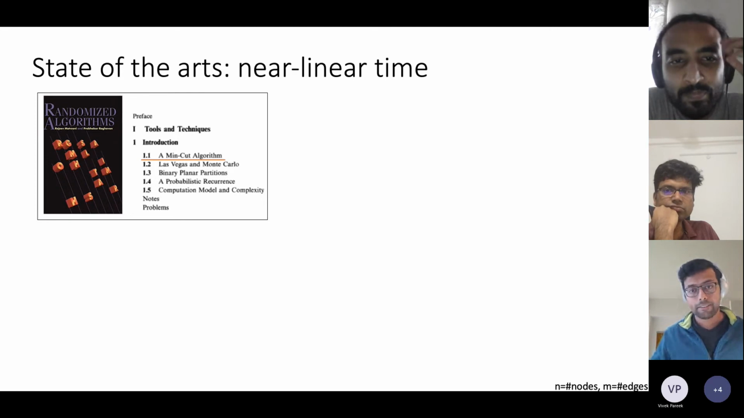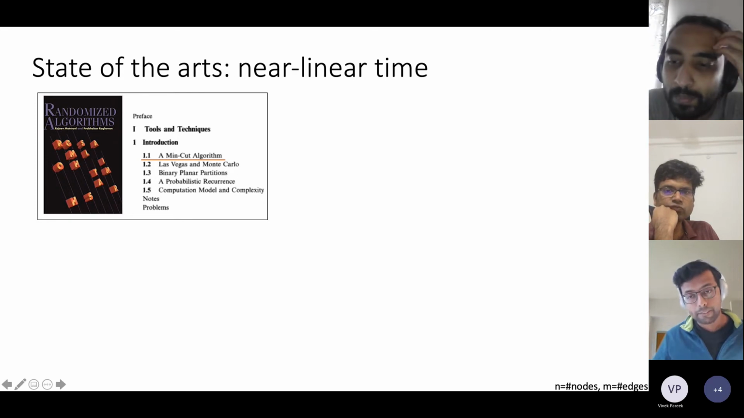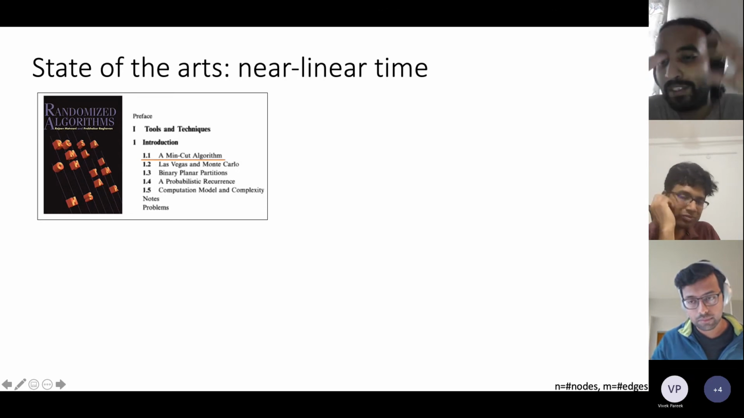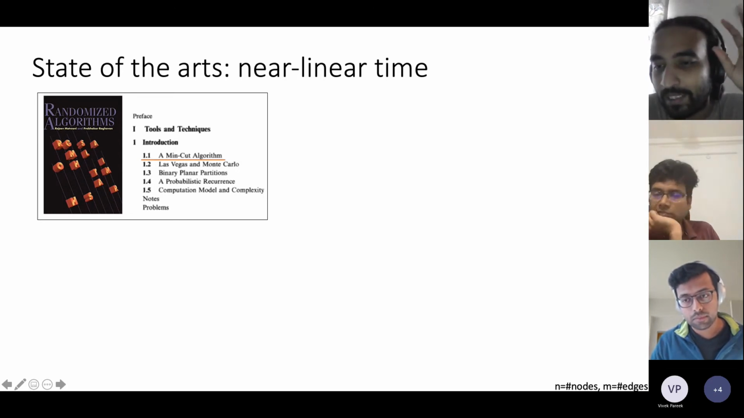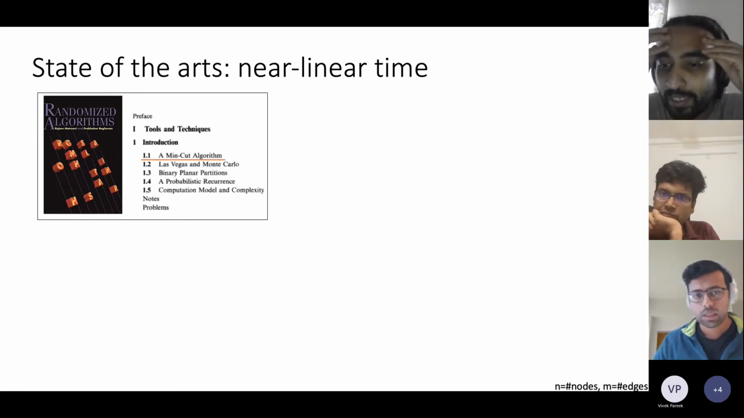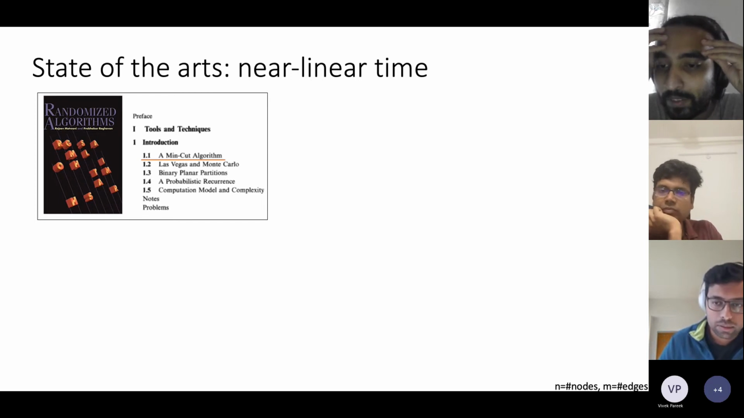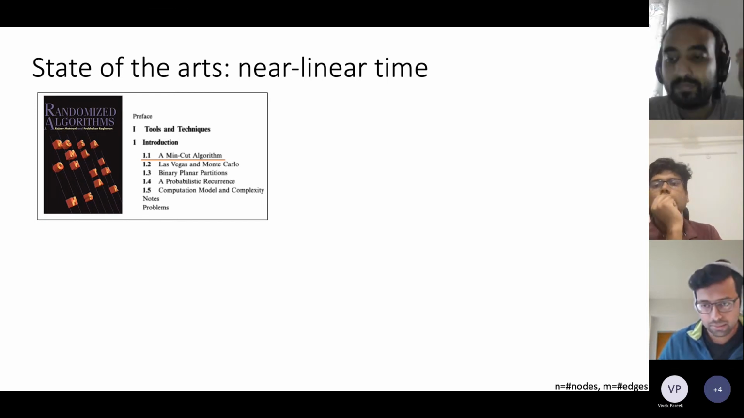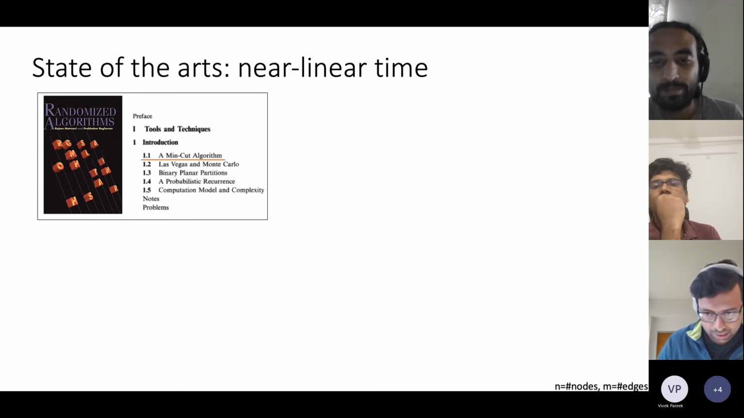I have a question. What is a global min cut? It should dissociate the graph into multiple pieces? Yes, so the number of connected components should be more than one. That will be a cut, and you have to find a minimum one.